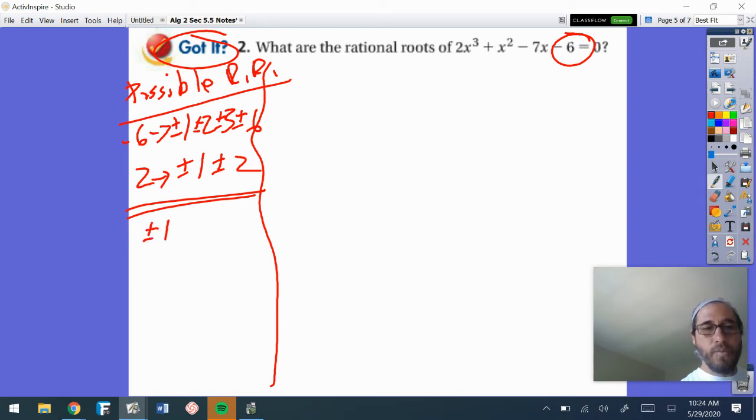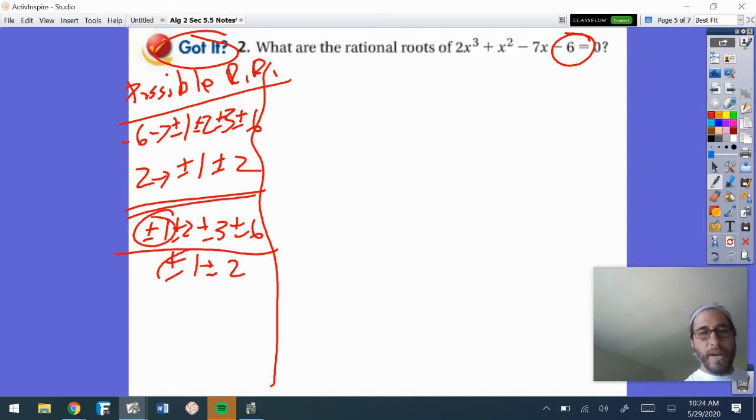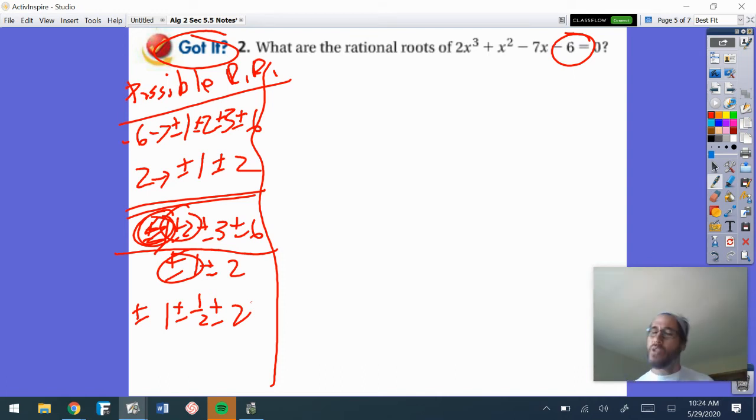So we've got plus or minus 1, plus or minus 2, plus or minus 3, plus or minus 6, all over plus or minus 1, plus or minus 2. All right, so let's go ahead and do our division. 1 divided by 1 is 1. 1 divided by 2 is 1/2. 2 divided by 1 is 2. 2 divided by 2 is 1. Do I have to list it out twice? No, you don't, but that one's done.